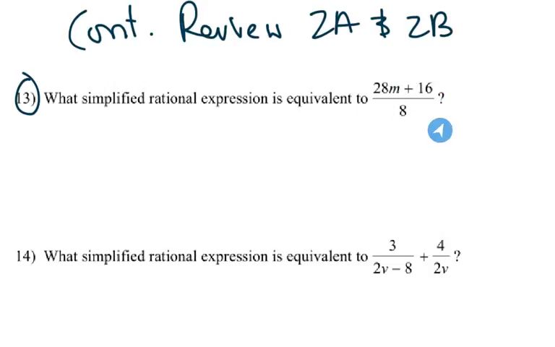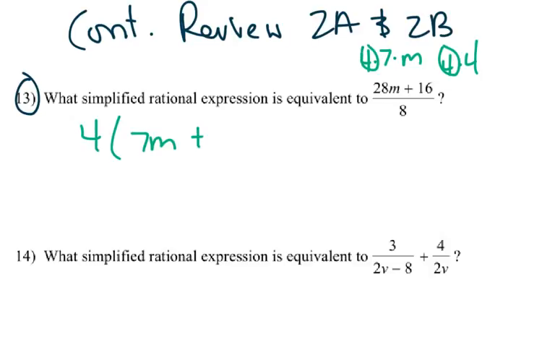So, can we simplify this at all? Well, 28m and 16, do they share anything? Well, 28 is like 4 times 7 times m. 16 is like 4 times 4. So I can pull a 4 out, right? And have 4 times 7m plus 4 over 8 is like 2 times 4.